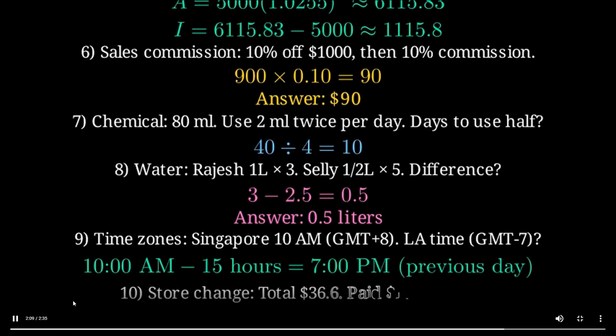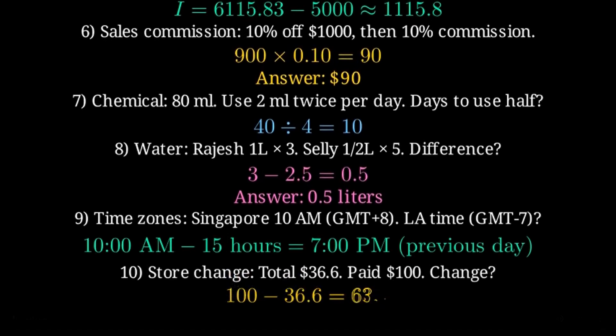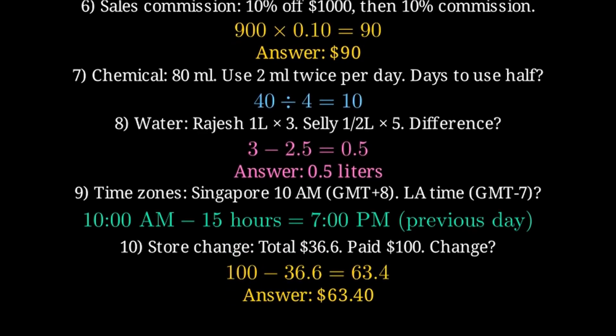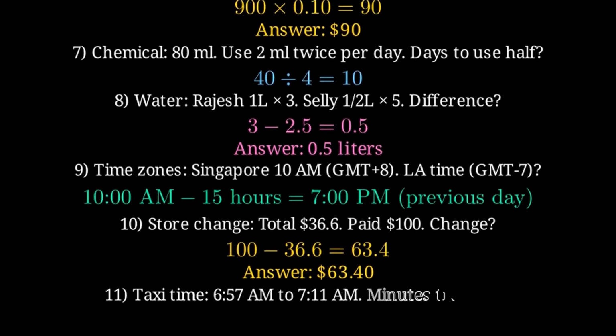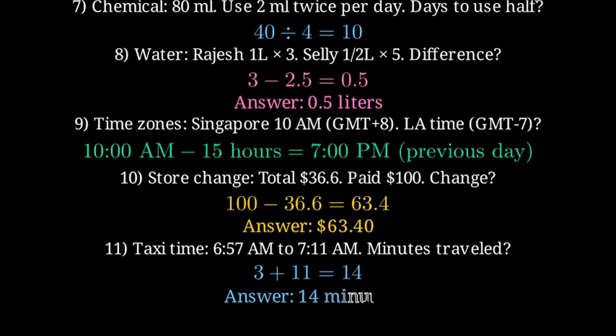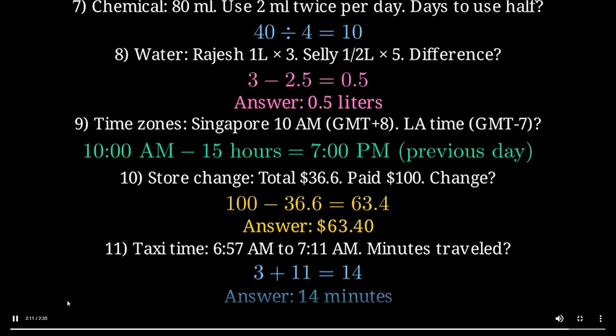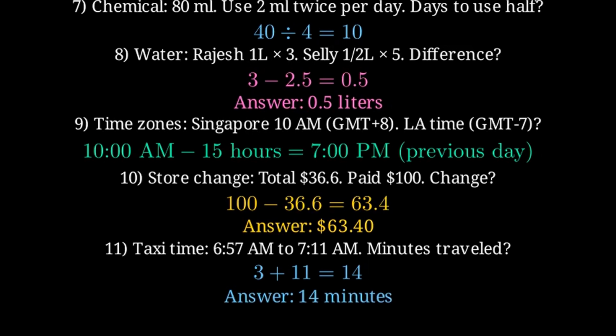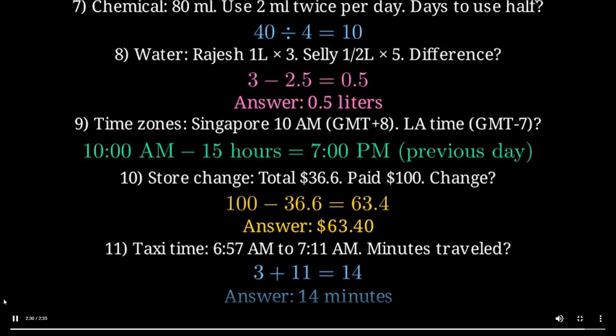Problem 10. Total cost is $36.6. Customer gives 100. Change is 100 minus 36.6, which is $63.4. Problem 11. Taxi starts at 6:57 a.m. and stops at 7:11 a.m. That's 3 minutes to 7 o'clock plus 11 more, for a total of 14 minutes.